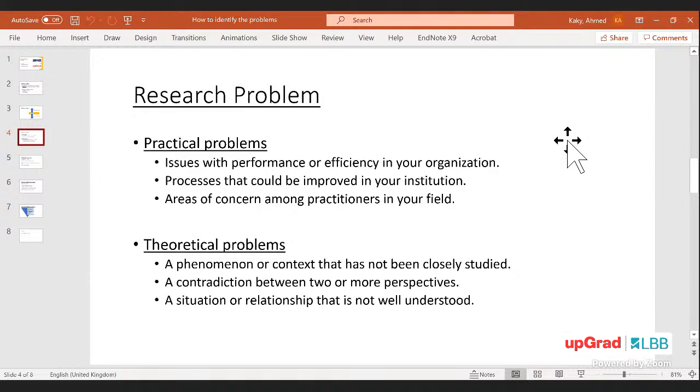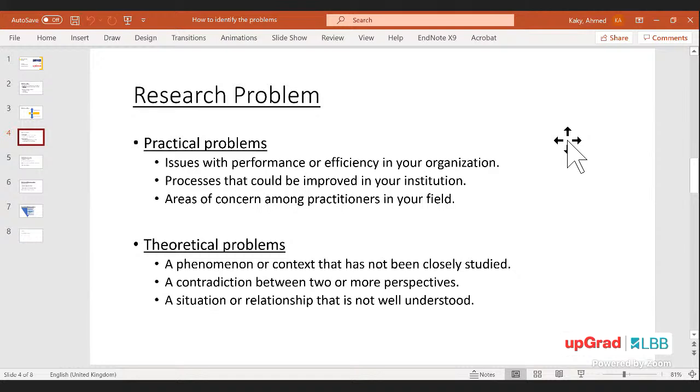When we talk about practical problems, they look more or less like these examples in front of you, such as issues with performance or efficiency in your organization or company, for example improving some processes, protecting your data in different ways, or an area of concern among your colleagues as practitioners in your field of research.